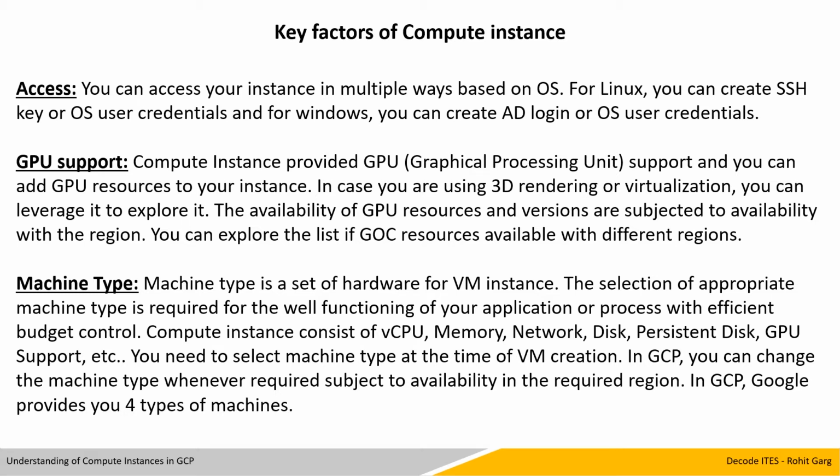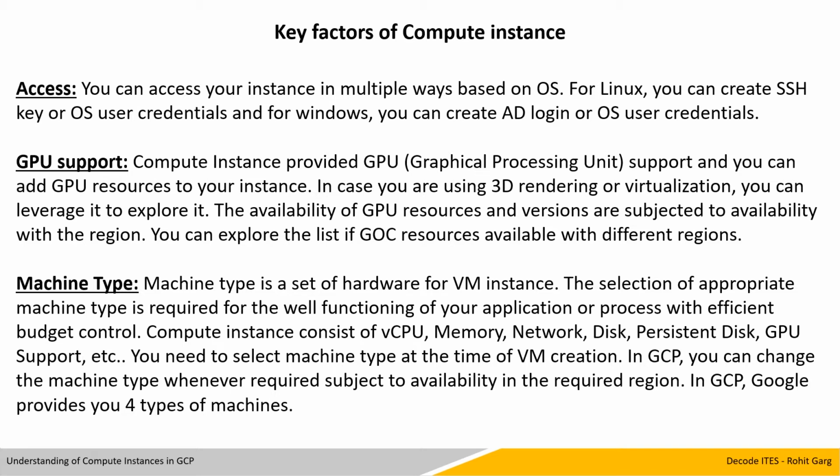In GPU, you can change the machine type whenever required, subject to availability in the required region. That means if you are using a smaller machine and now your application load increases and you want to move to one of the hardware machines listed in the Google Cloud documentation, you can, but it's subject to availability in the selected region. If at the time of the upgrade that particular machine type is not available in that region due to hardware limitations, then you will not get it and you need to look for another available machine option.